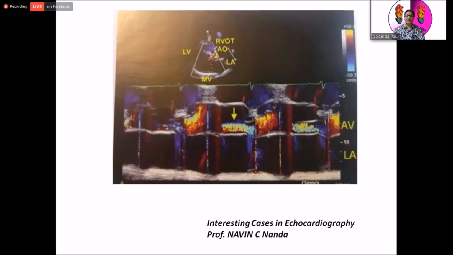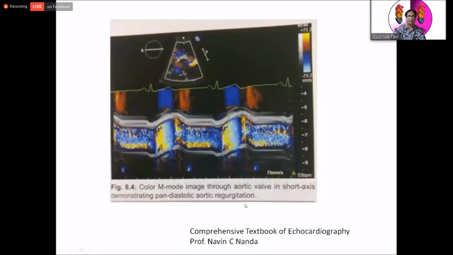Here the color mode across the aortic valve and left atrium shows mild aortic regurgitation. It is collected from Interesting Cases in Echocardiography, written by Professor Nanda. Here also the M-mode image shows the pan diastolic aortic regurgitation.